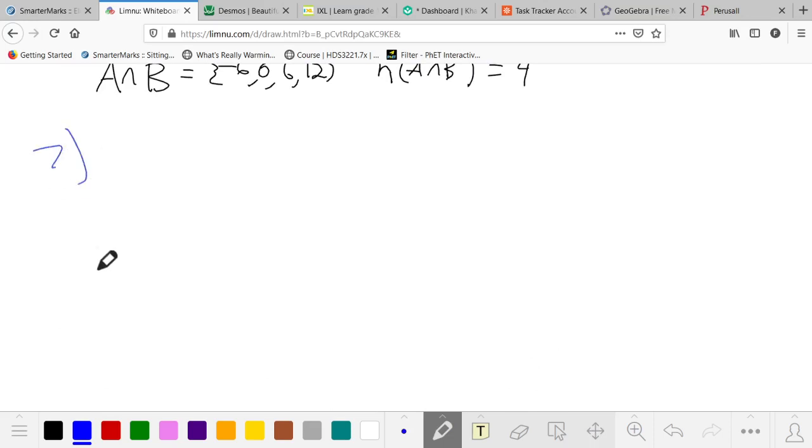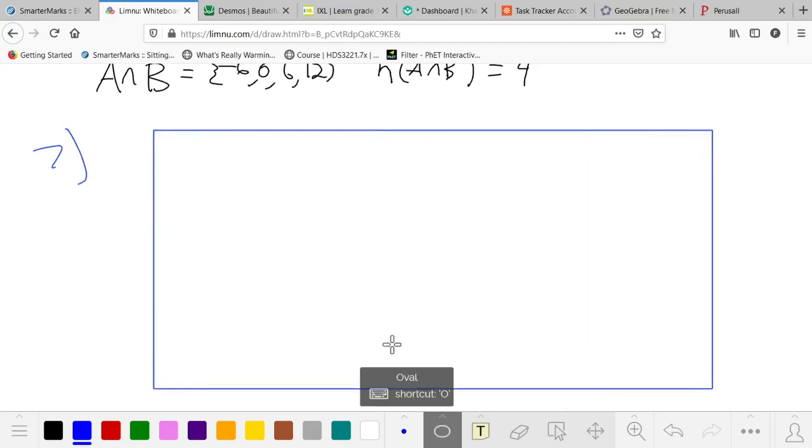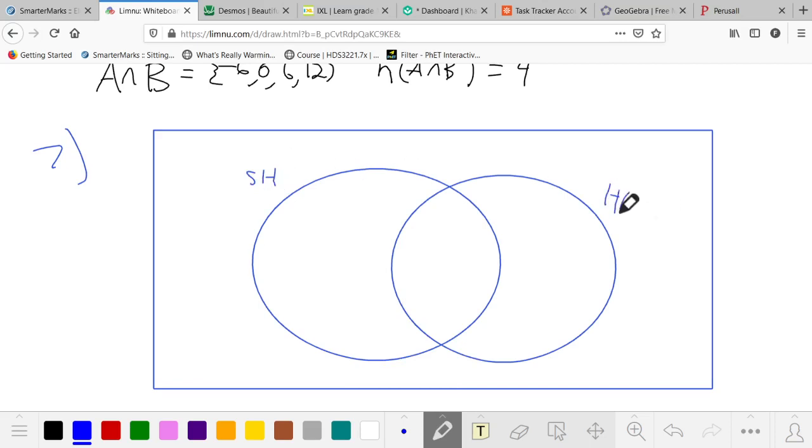Question 7, Rosie asked 25 people at a mystery convention if they like Sherlock Holmes or Hercule Poirot. 4 people did not like either detective. Let's start setting these up. So here we have our Sherlock Holmes circle and our Hercule Poirot circle. We have 25 total. 4 people didn't like either. 16 liked Sherlock Holmes, and 11 liked Hercule Poirot.